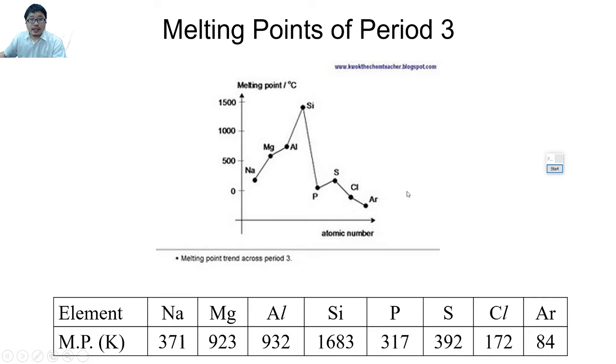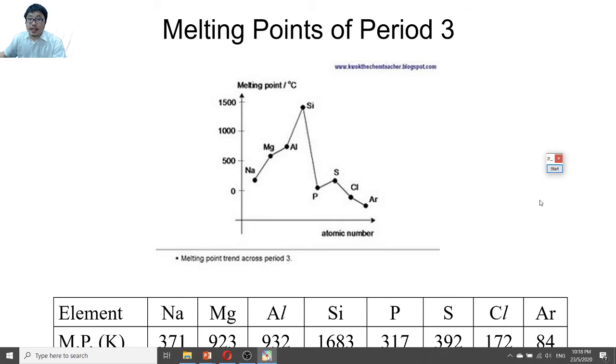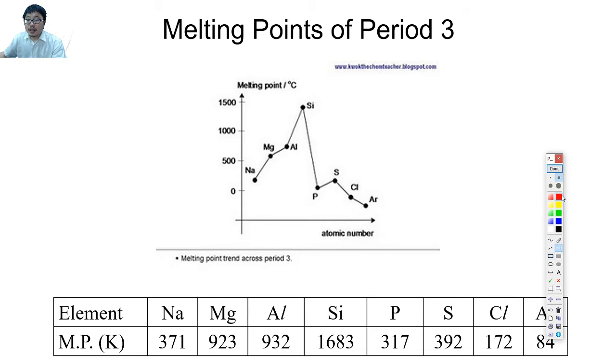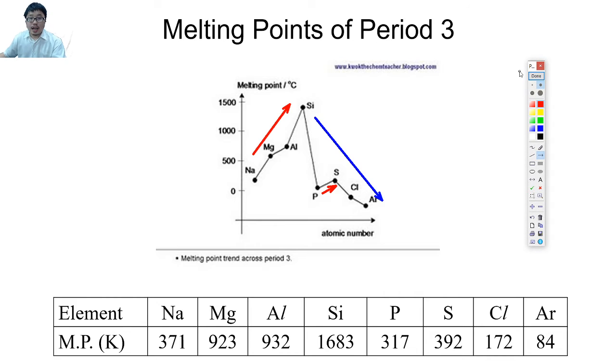Now, this is the melting points of period 3. If you notice, this trend is a little bit different. First, the melting point goes up. Then, it goes down. And then, weirdly enough, there's a small increase right here. What is happening? So we analyze: first the melting point increases, then it decreases, and there's a small increase right at the middle.